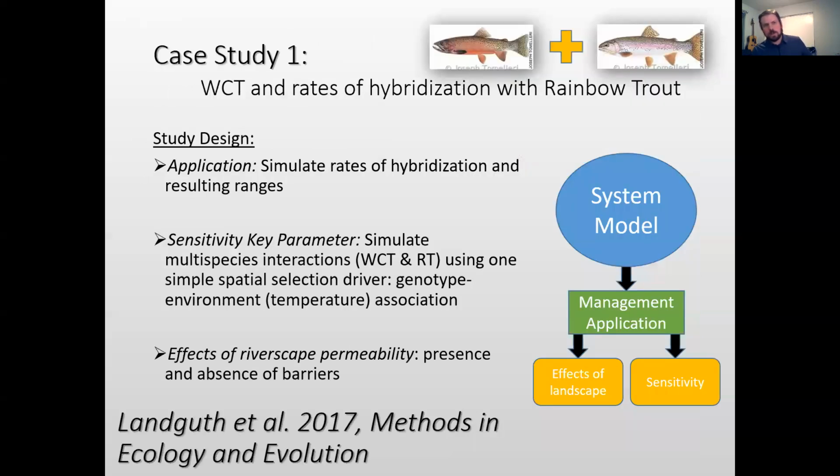So the first case study I wanted to talk about was hybridization between the native West Slope cutthroat trout and rainbow trout. And these two species can hybridize where they overlap, but they have differences in thermal tolerances. So some prefer warm water, some prefer cold water. So we wanted to look at how a gene that acts as a driver for spatial selection through a genotype environment association related to temperature could affect likelihood of hybridization between the two species, and then also how that might interact with the presence or absence of barriers on the landscape.